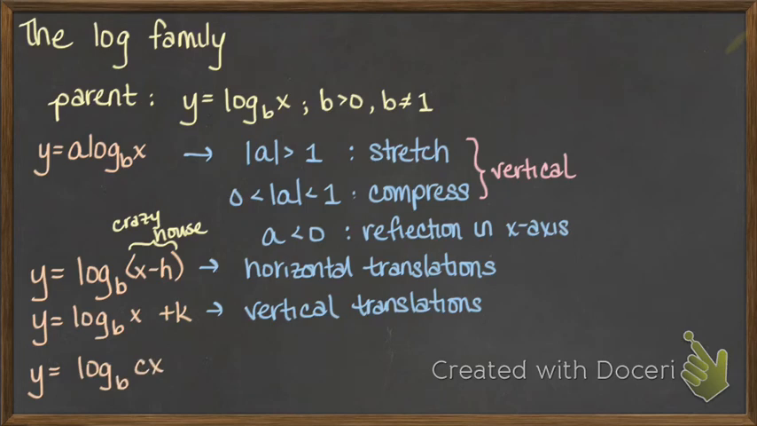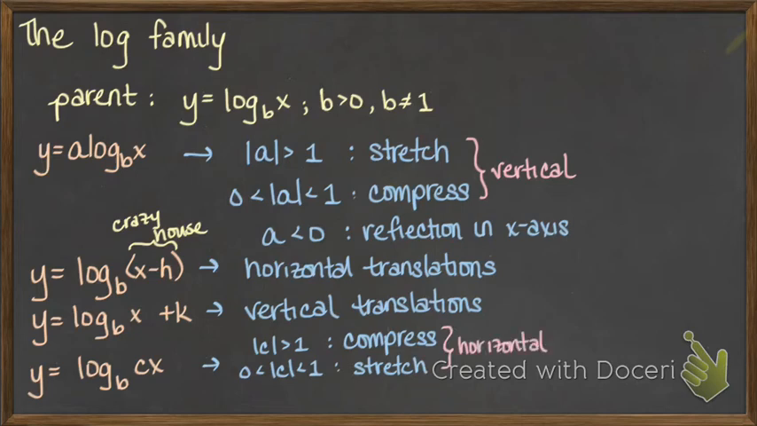Log base b of cx. I needed another variable to use as a multiplier inside of the log. Now, when the absolute value of c is greater than 1, it's a compression. Between 0 and 1, it's a stretch. These are horizontal stretches and compressions because they're acting on x. They're part of the argument of the function. And then when c is negative, it's a reflection in the y-axis.